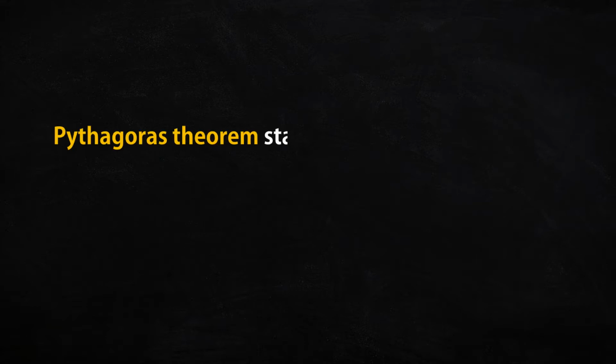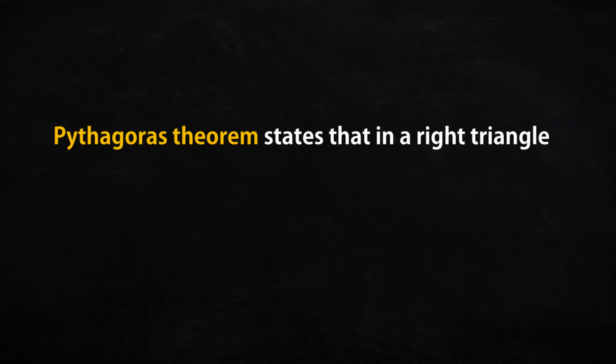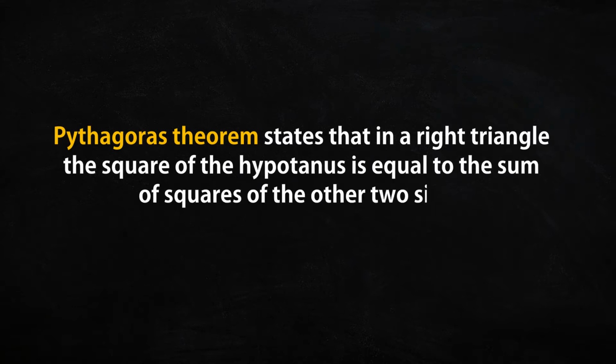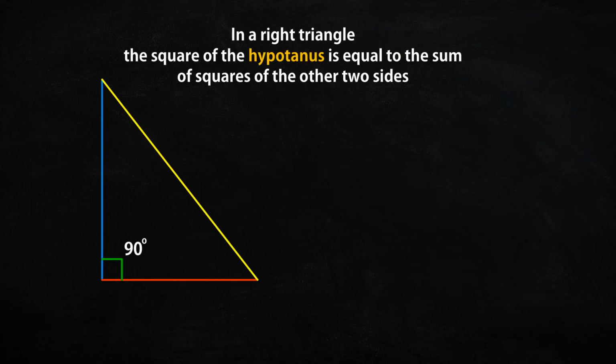Pythagoras' theorem states that in a right triangle, the square of the hypotenuse is equal to the sum of squares of the other two sides. So hypotenuse square is equal to side 1 square plus side 2 square.